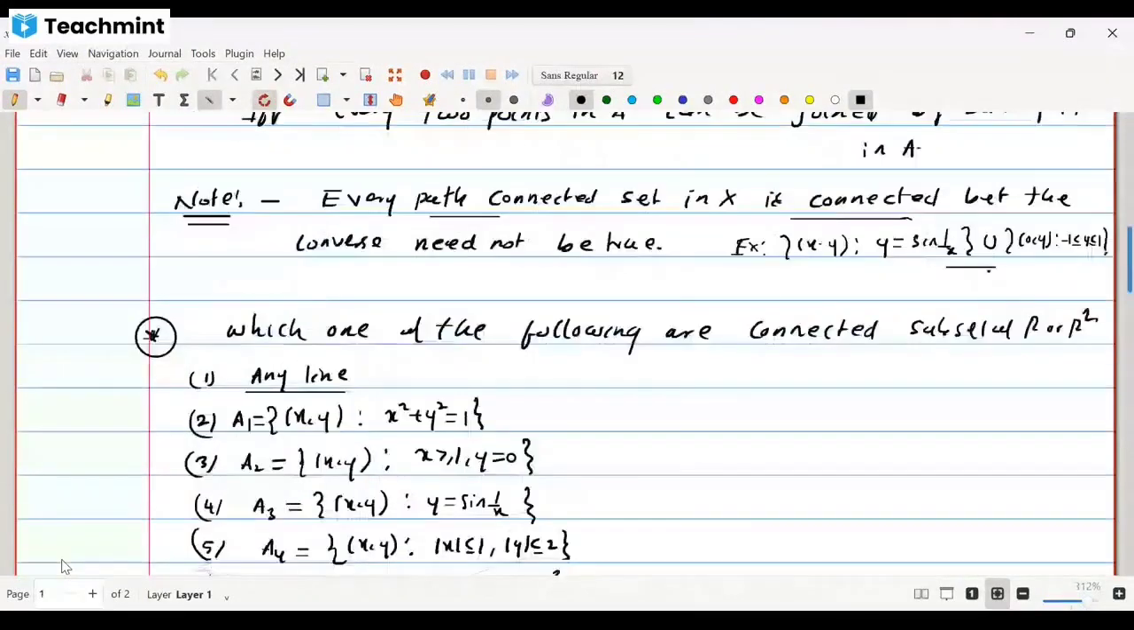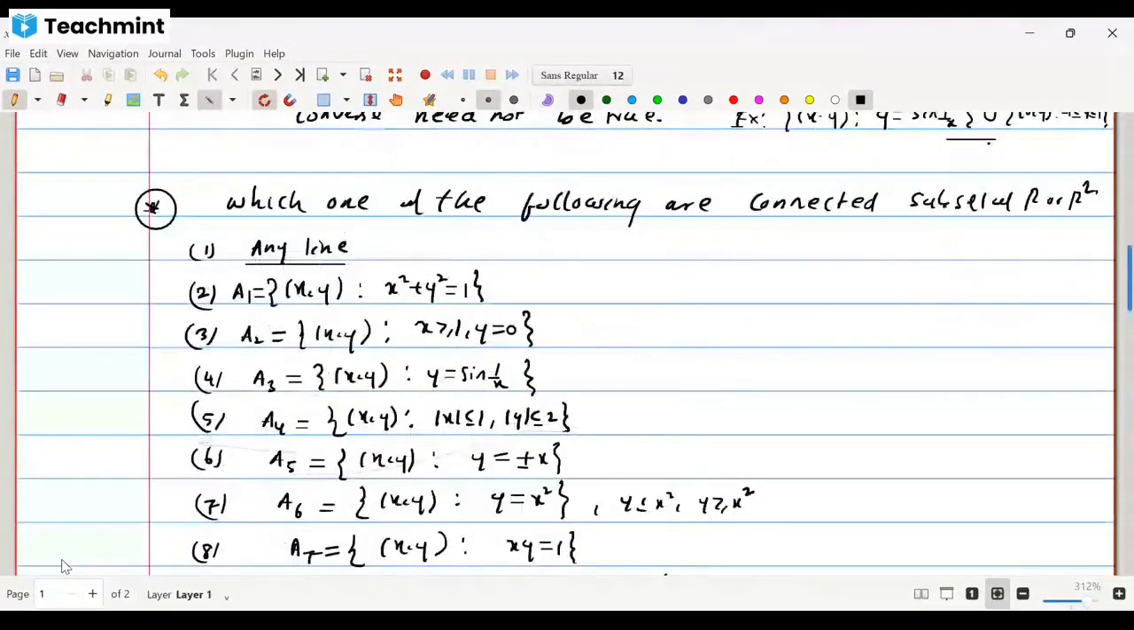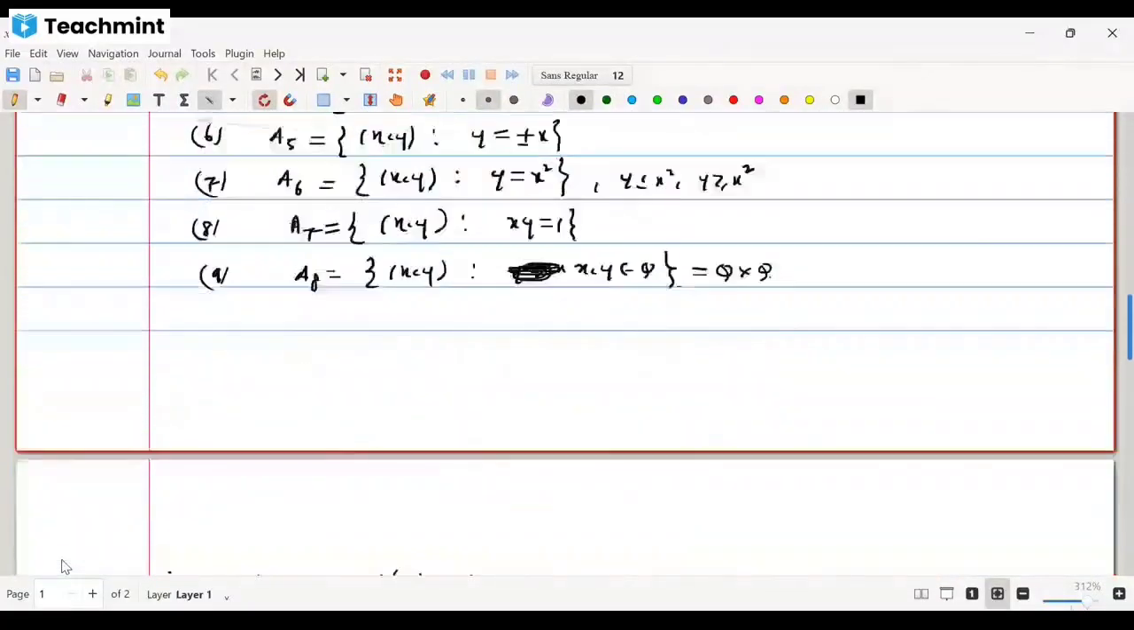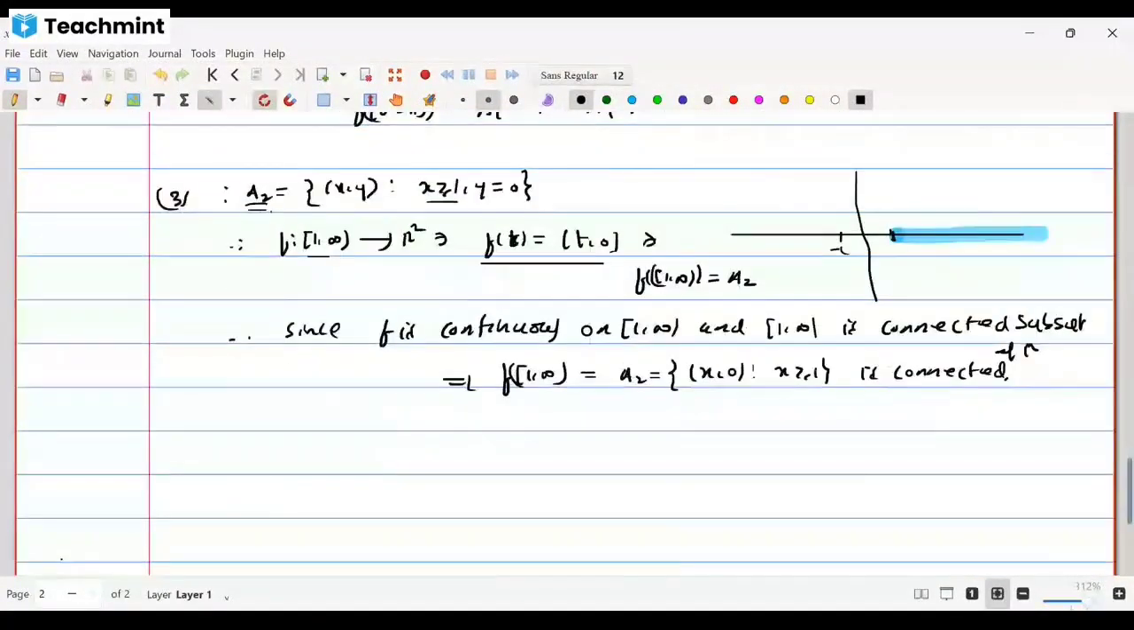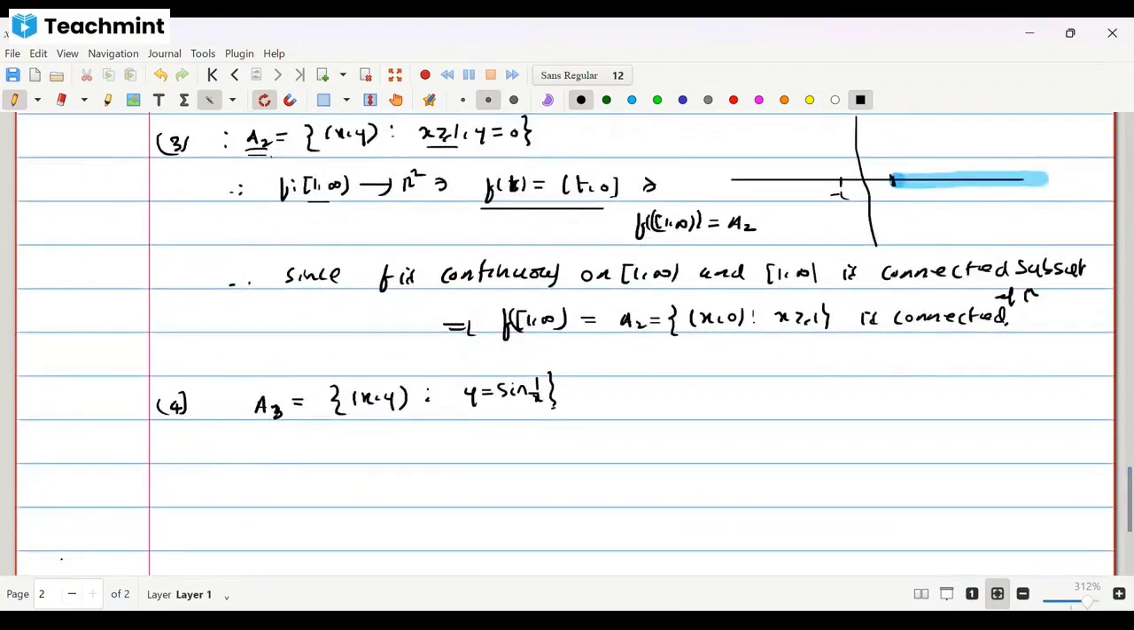Fourth one, if possible someone take a photo of this. A3 is equal to the set of x comma y such that y is equal to sine 1 by x. So sine 1 by x is not defined at the point x equal to 0, that means here x is not equal to 0, right? So what is the domain? The domain of this one is minus infinity to 0 union 0 to infinity.